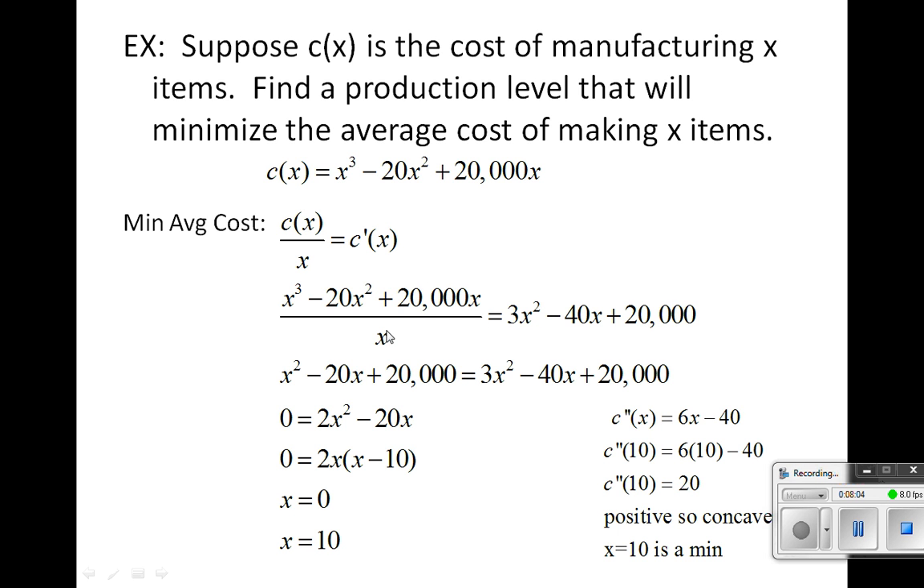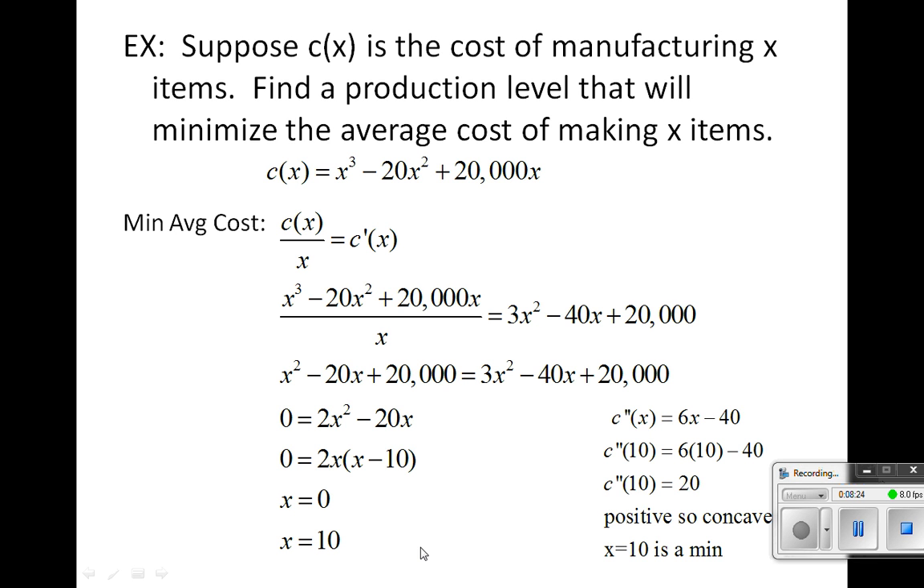X still on the bottom, and that has to equal C prime of x. So the derivative of this equation is what I've got over here. I then cleared the denominator by dividing the top by x, since all the terms have x in them. Anyway, I solved it on out, and I got 0 and 10.